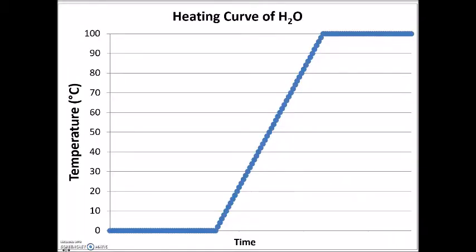This plot here represents an ideal heating curve of H2O. What happens is in this flat line region here, this represents the solid to liquid phase change or melting, also known as fusion. This region of a steep incline is the liquid phase. Then when we get to this flat line at the top here, this is the phase change from liquid to gas, known as vaporization or boiling. If we were to extend this before the solid liquid change, we would have just solid. And then after the liquid gas phase change, we would have just gas.